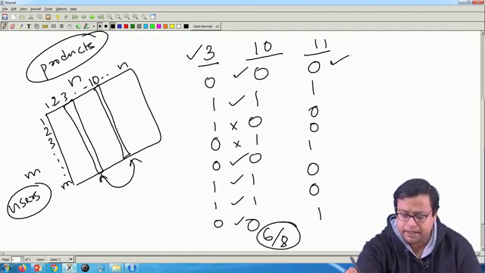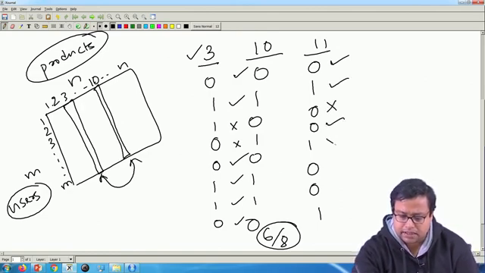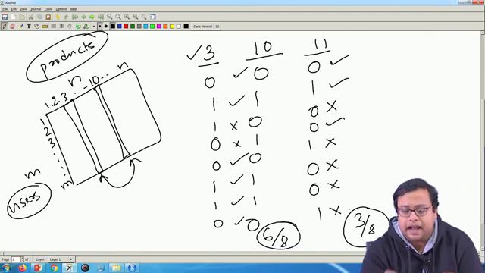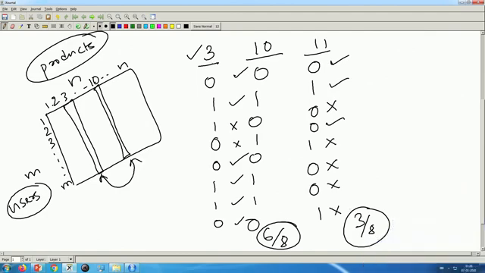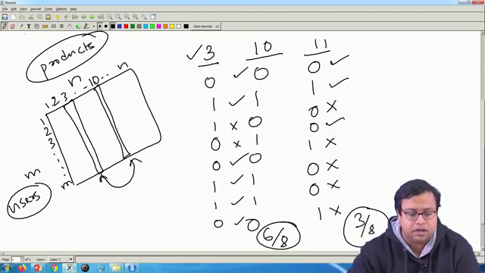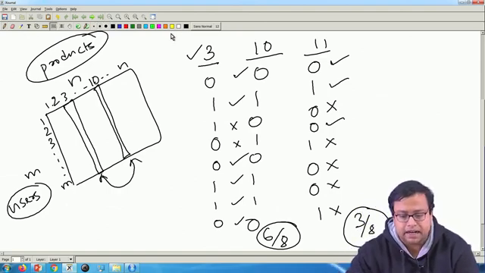But here this is a match, this is a match, this is not a match, this is a match, this is not a match, this is not a match, this is not a match, this is not a match. So, 3 by 8 times, and that gives me an idea that 3 and 11 are closer than 3 and 10. So, that is how we will be going to create a similarity matrix.